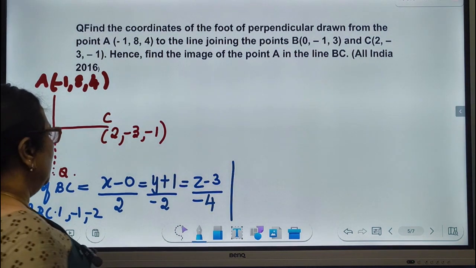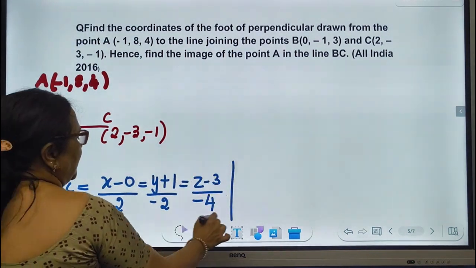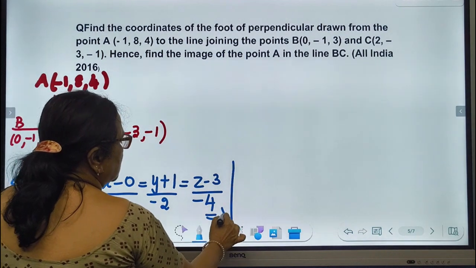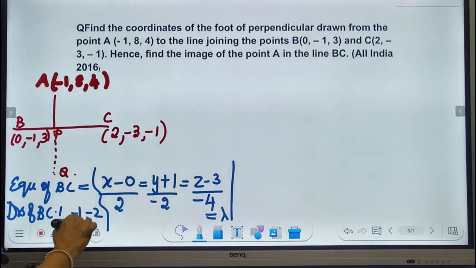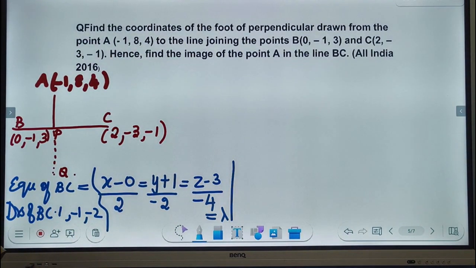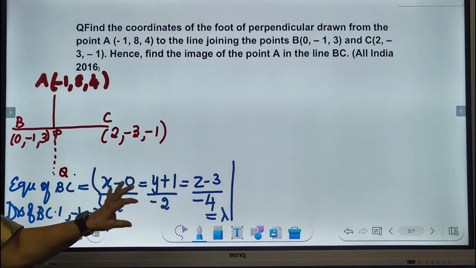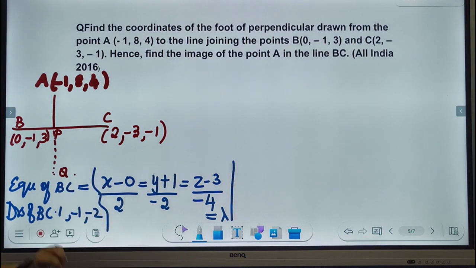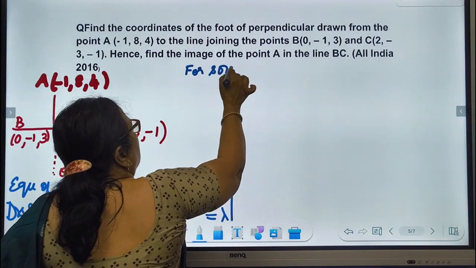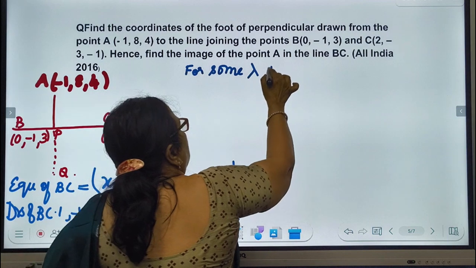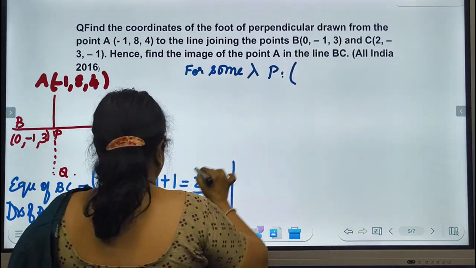Okay. Therefore, now this line I can equate to some lambda. Now determine any point on BC. Any point on the line can be determined from the equation, so in terms of lambda, for some lambda, P will be what?